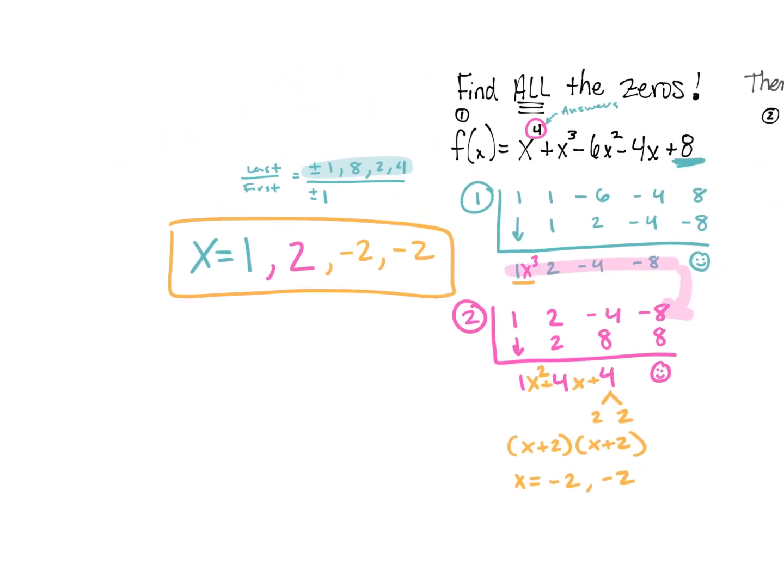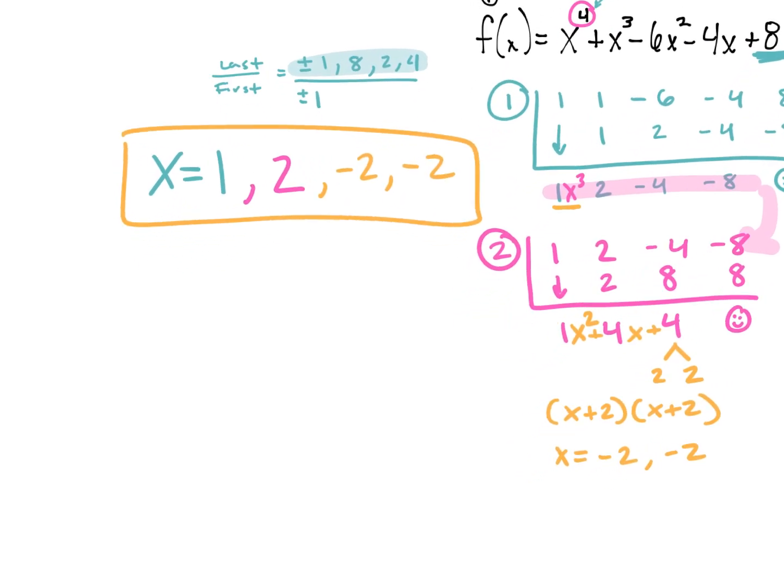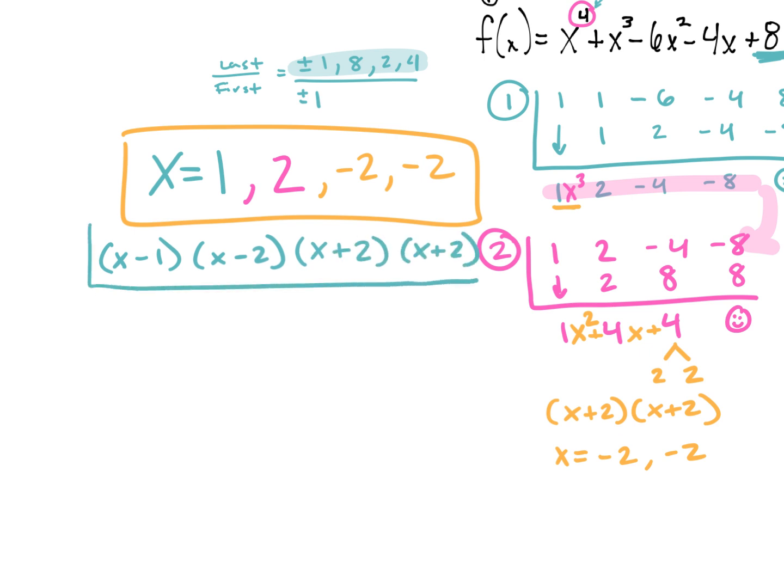This answers the first part of the question, to find the zeros. The second part says to write it in factored form. So remember, it's always x minus the number. So we have x minus 1, x minus 2, x minus negative 2 would be x plus 2, and x plus 2. So this would be factored form.